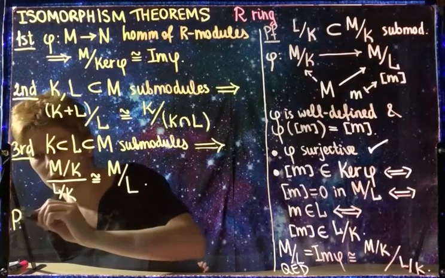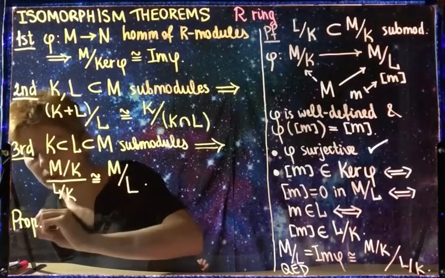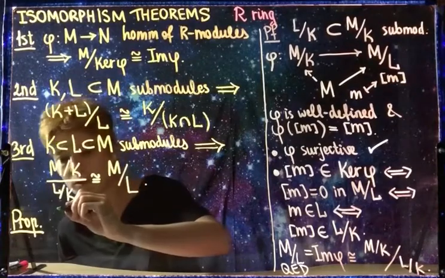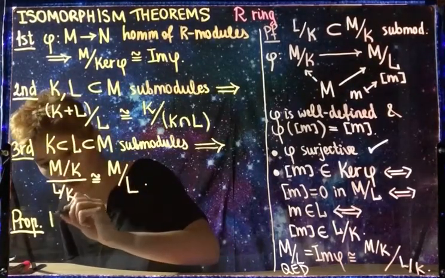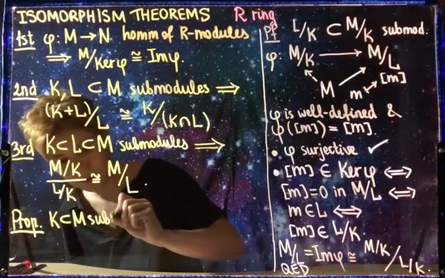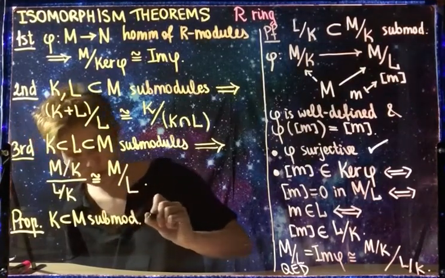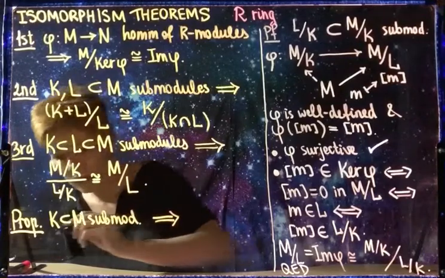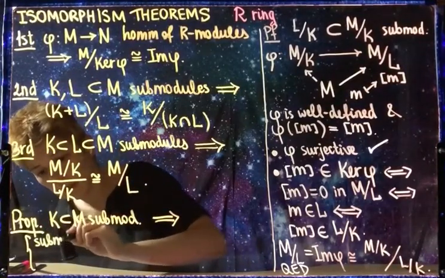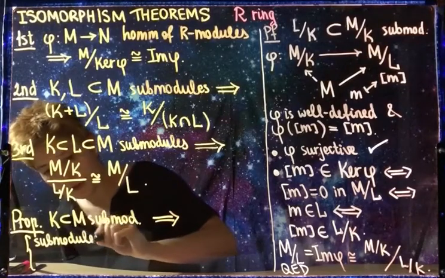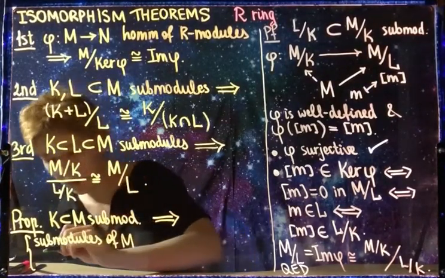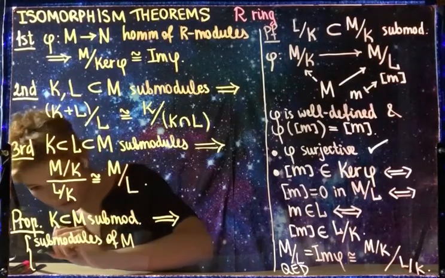Just as in the case of rings, we have the following proposition. So let's say that K is a submodule of M. Then we have a natural bijection between submodules of M that contain K.